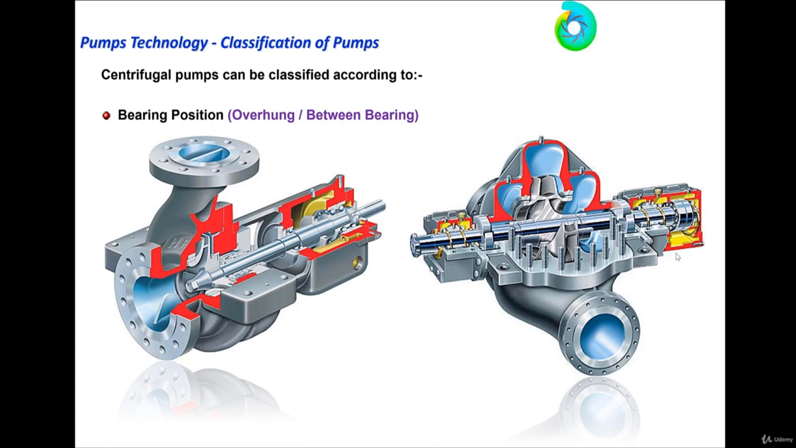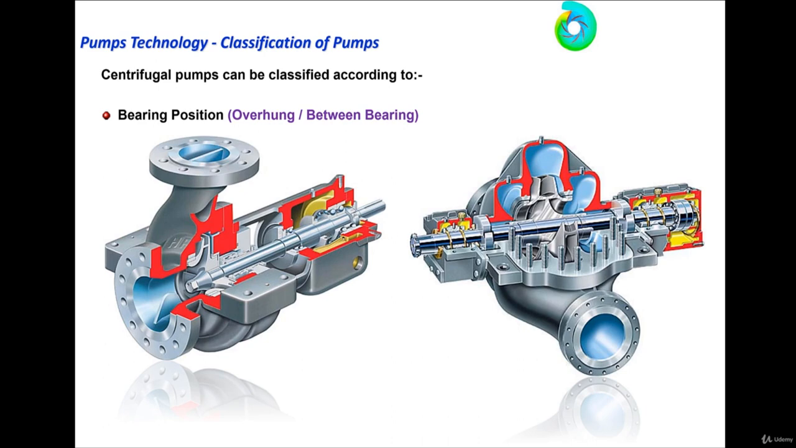Okay, according to the bearing position, you have two types: overhang pump or between bearing pump. An overhang pump has the shaft supported from only one side. There is no bearing in the other direction, only one side. So it is like a cantilever shape, or cantilever supported. There is a free end, and the other end is supported. So it's called an overhang pump.